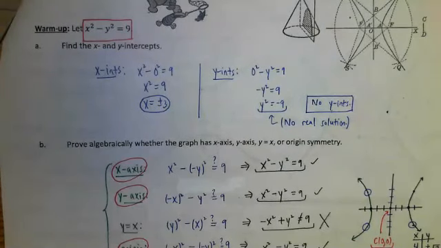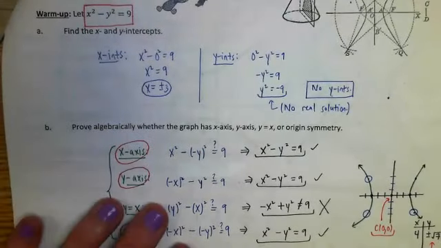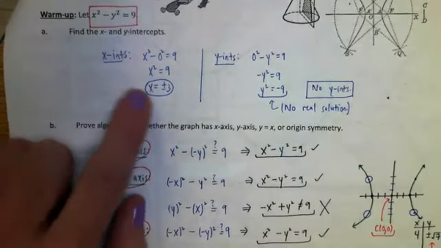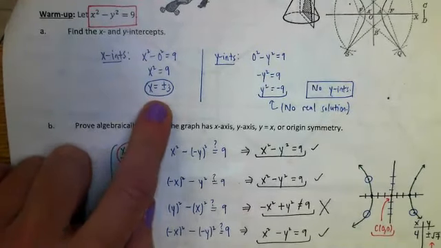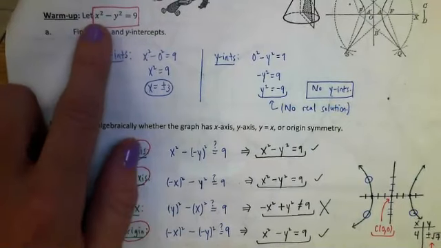There's a couple of things we could have talked about together, but again, I don't need you to write it. You can tell just by a glance at the equation that you'll have x-intercepts at plus or minus 3, and that perhaps you'd know there would be no y-intercepts. There's no way to solve this with real numbers with 0 plugged in for x.